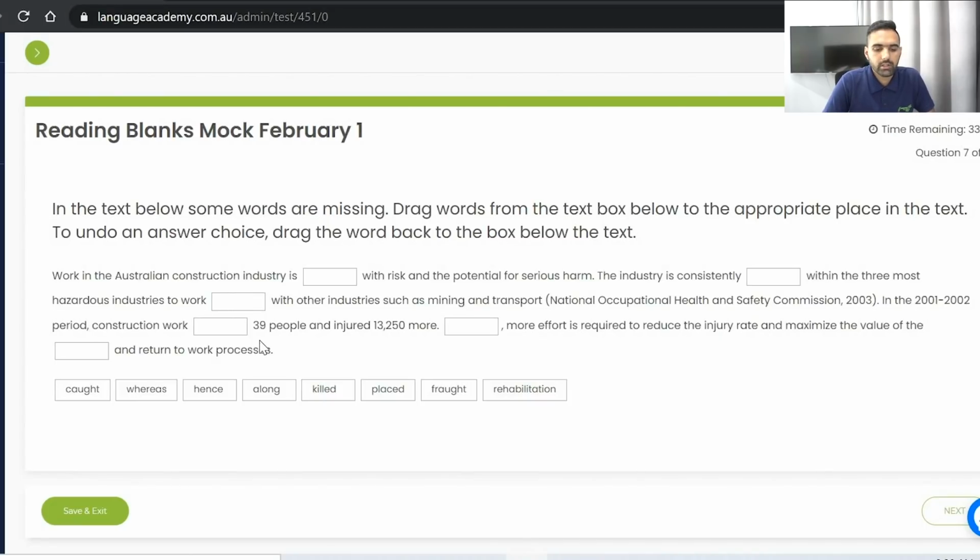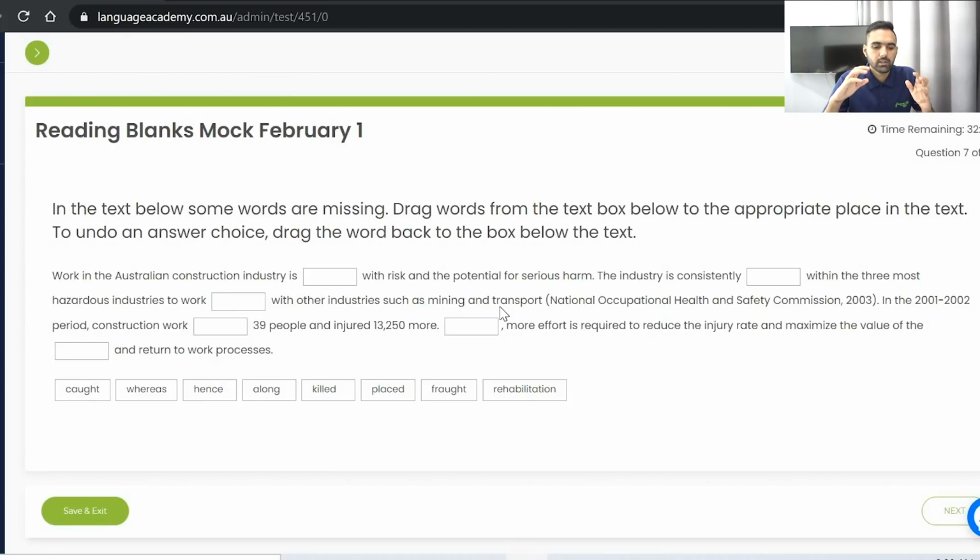Work in the Australian construction industry is dash with risk and potential for serious harm. The industry is consistently dash within the three most hazardous industries to work dash with other industries such as mining and transport. So they're talking about how dangerous it can be working in the construction industry in Australia.